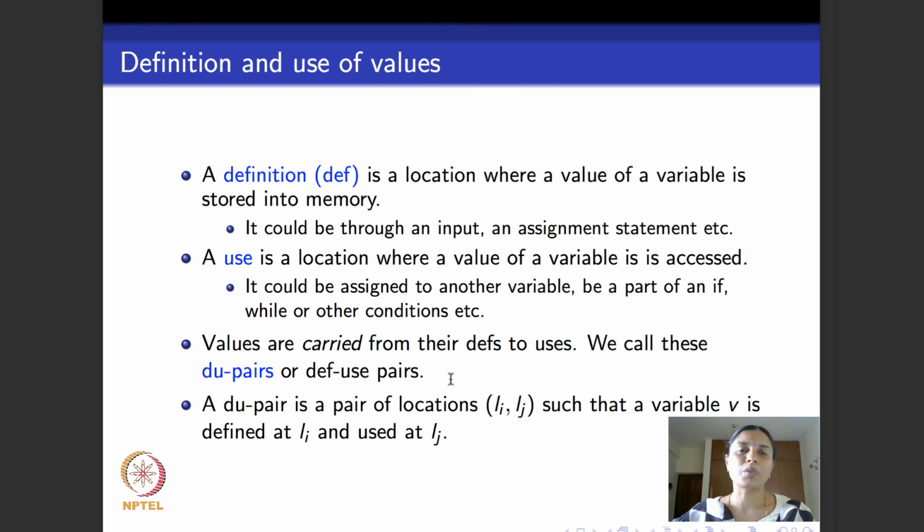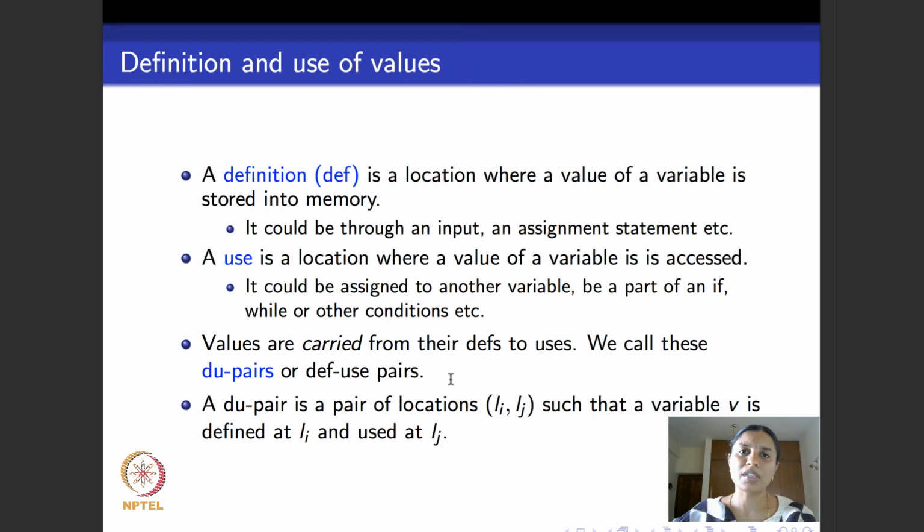A definition of a variable is a location in the program where the value of the variable is stored into memory. That location could be an input statement. It could be an assignment statement. It could be parameter passing from one procedure to another. It could be any kind of statement. We'll call statements abstractly as locations so that we can smoothly switch between using statement as a location. And when we look at graphs, nodes for us will become locations.